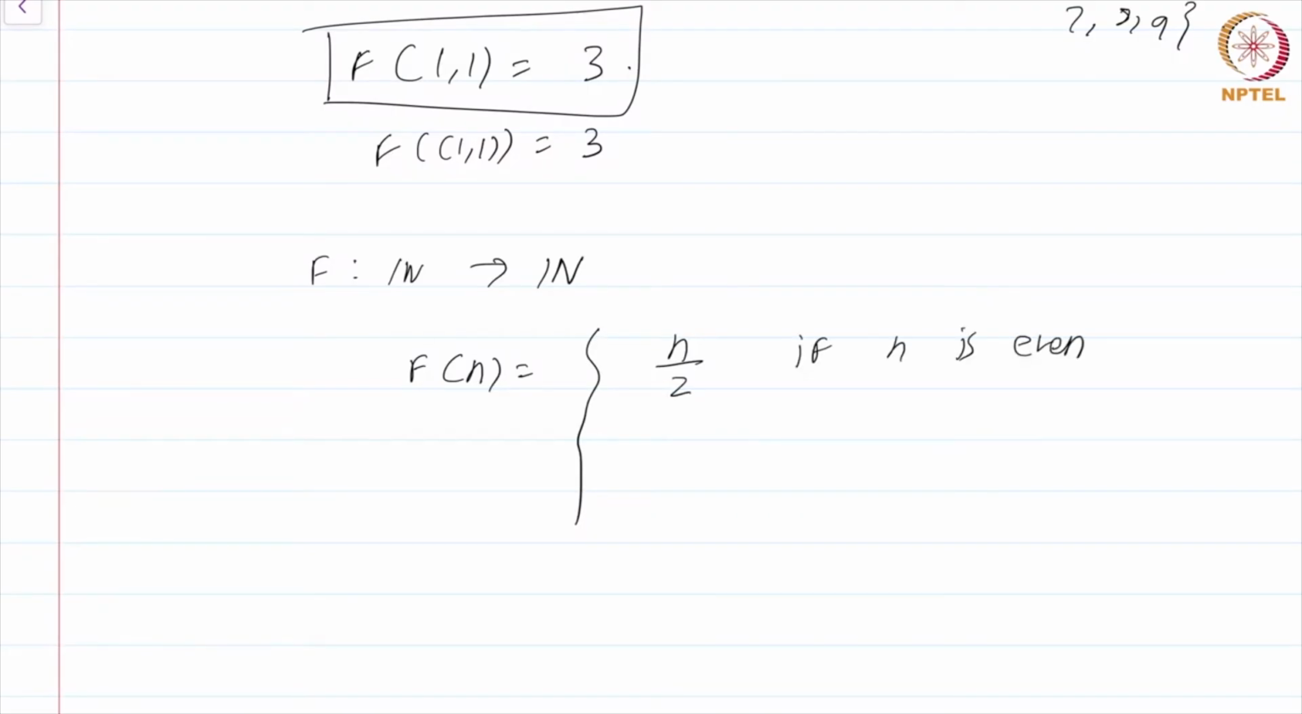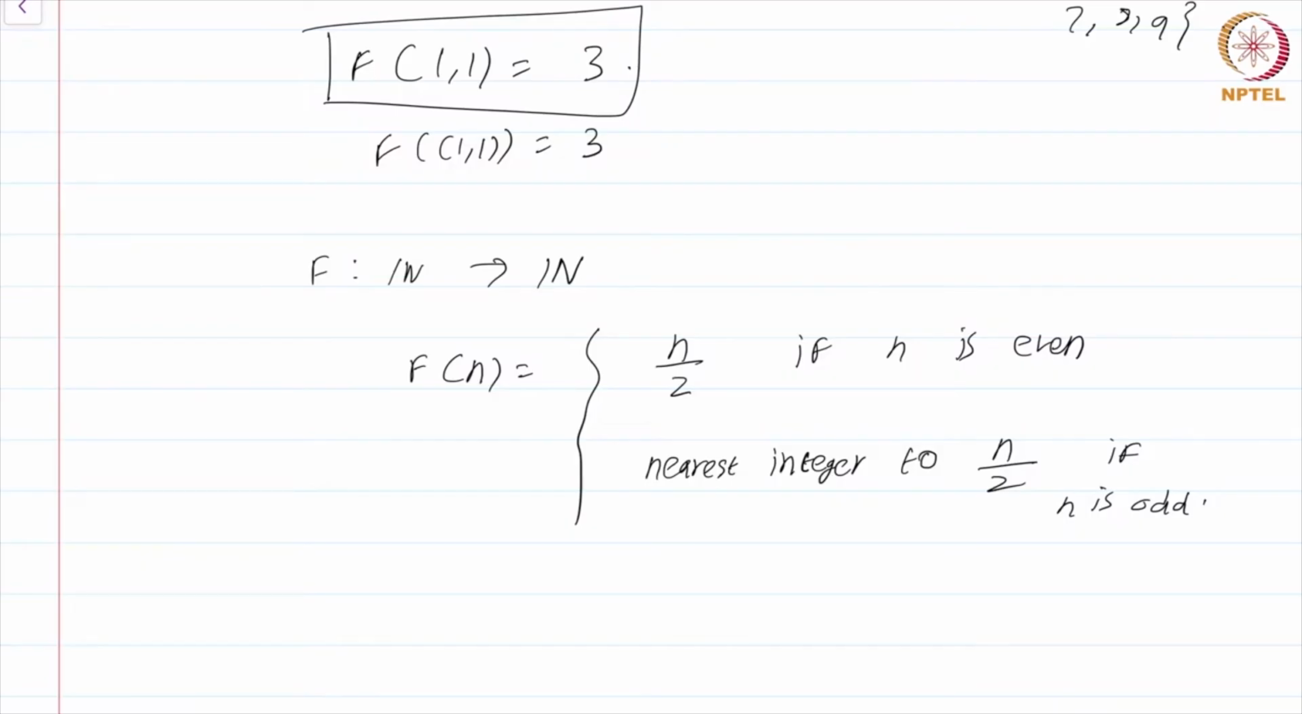Then you put the nearest integer to n by 2 if n is odd. Now this is an English description, but it's ambiguous because whenever you divide an odd number by 2, let's say 3 by 2, you get 1.5. Which is the nearest integer, 1 or 2? Both are equally near, so we have to make a choice. Here is an example of a function that's not well defined.